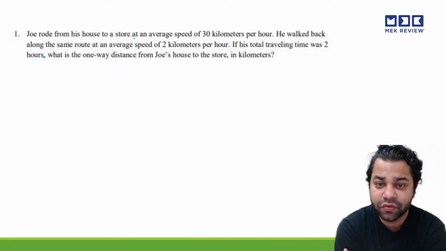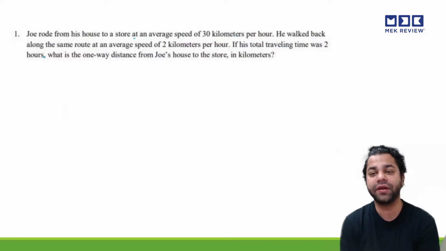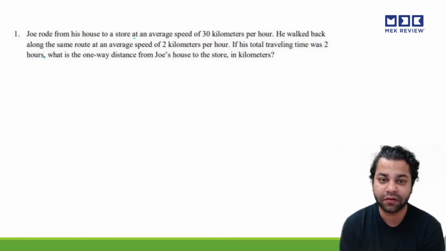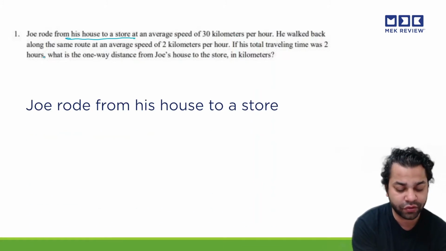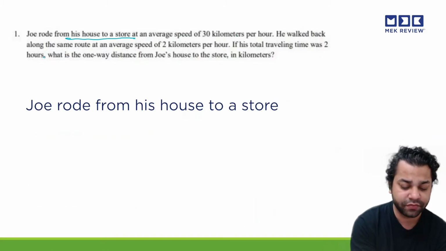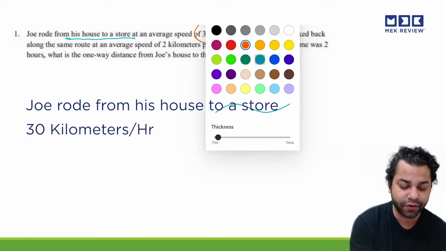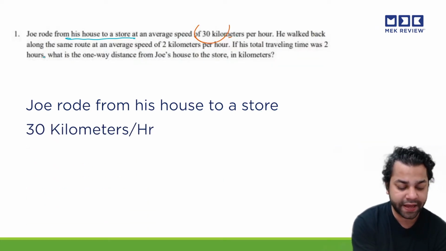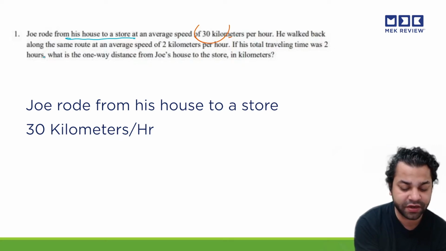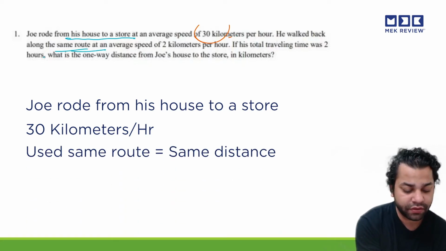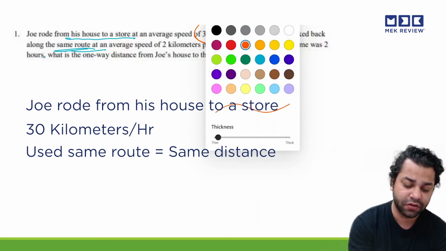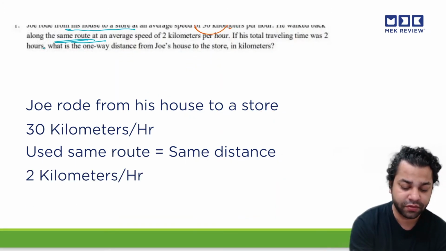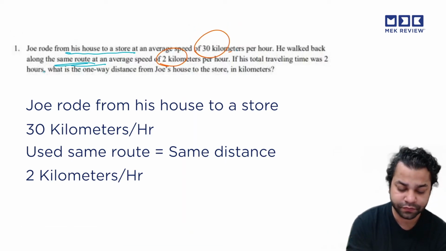Joe rode from his house to a store at an average speed of 30 kilometers per hour. He walked back along the same route. So we already know what the given is. Joe rode from his house to a store. Then we have a number here, 30 kilometers per hour. He walked back along the same route. So that's an intermediate detail. Same route. That means the same distance. At an average speed of, we have another number, 2 kilometers per hour.